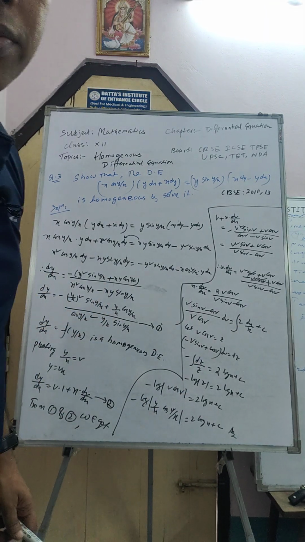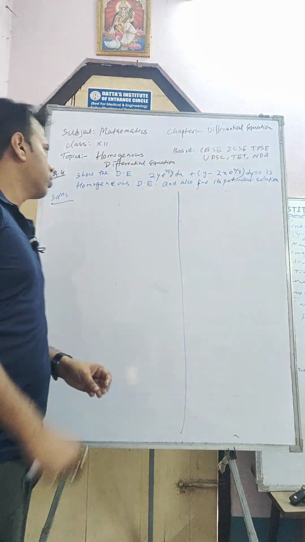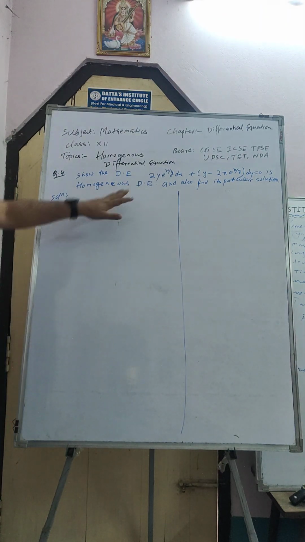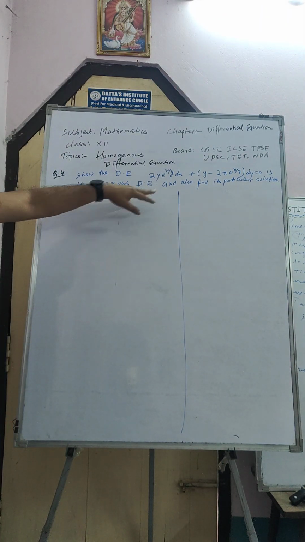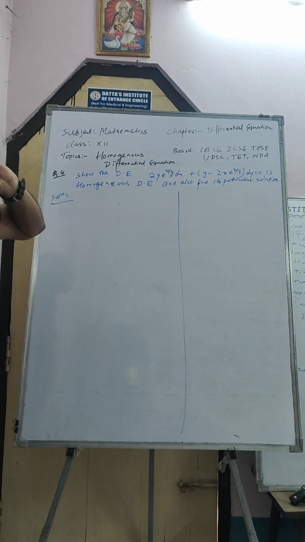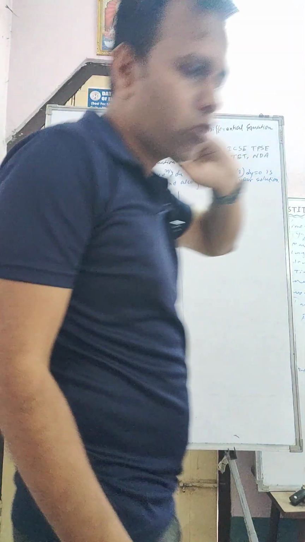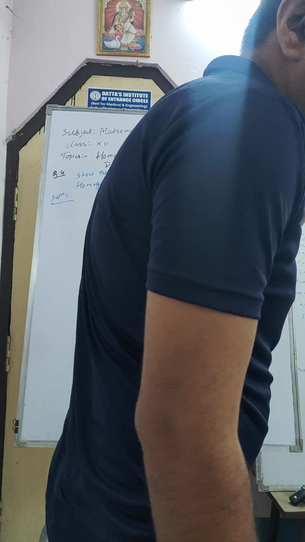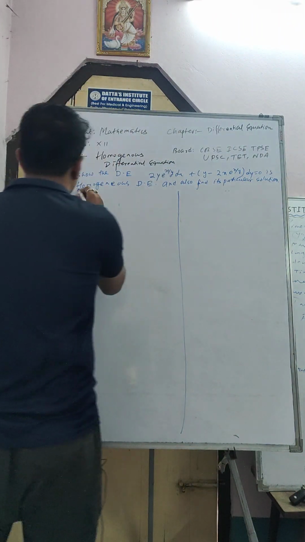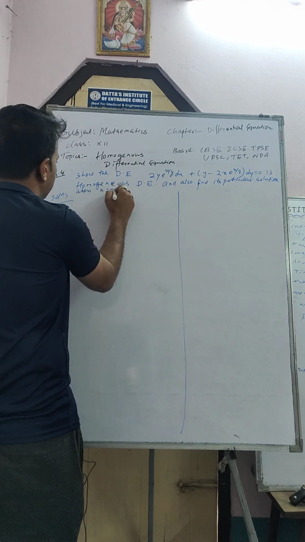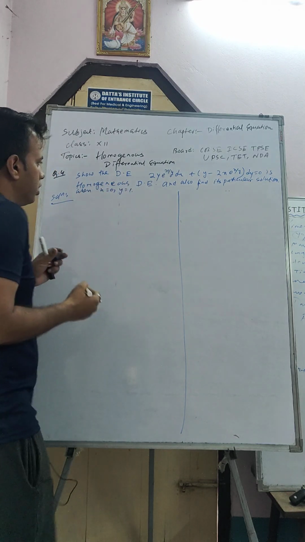Okay, so our next question, question number 4 is, show that the differential equation is homogeneous and also find its particular solution. So how can you find its particular solution when x equal to 0 and y equal to 1? When x equal to 0 and y equal to 1. Okay, fine.